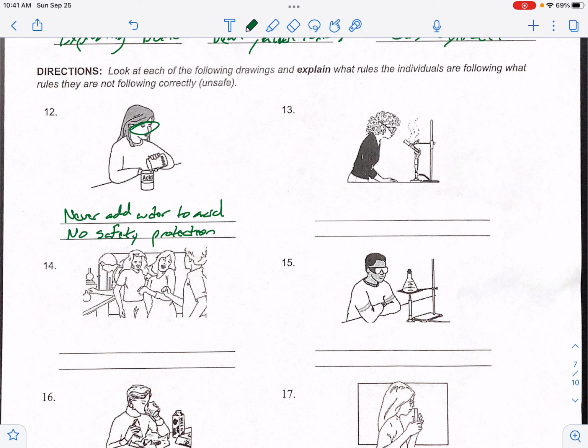Okay, number 13, looks like she's staring right at a test tube that's being heated. It's pointed right at her face. So if you're heating something, things occasionally like to get away from that heat or it'll get so hot it will expand. So the test tube should be pointed away. Basically I wouldn't want anything pointed at me anyway, whether it's heat or not. But even if you are heating something, please make sure the test tube is pointed away.